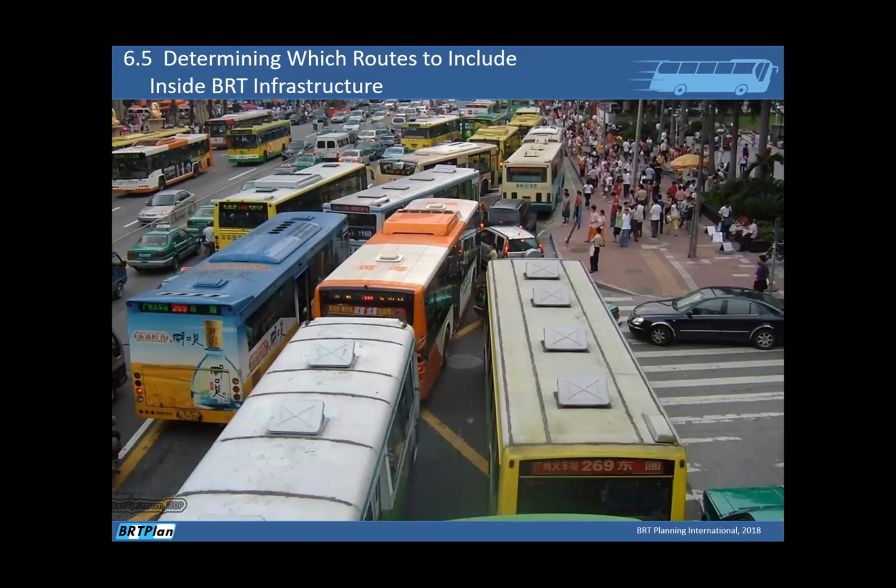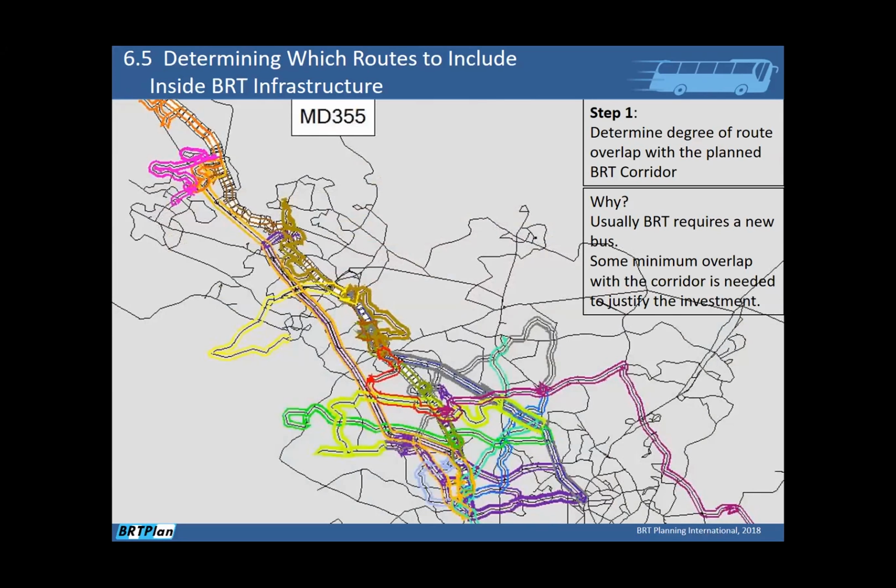Normally, whatever BRT corridor you've chosen, it already has a whole lot of bus routes on it, and you're going to have to think about what to do with them. So here's an example of a project we did in Montgomery County. They wanted to put BRT on Route 355, Rockville Pike, and a lot of the routes don't actually overlap the corridor the whole way. They come on, they go off.